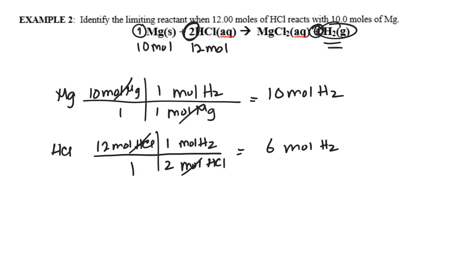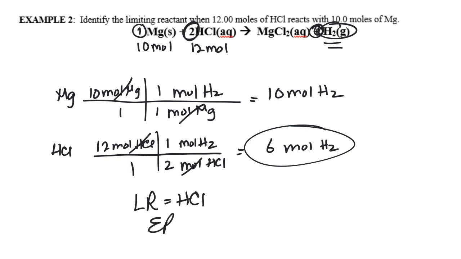And now you ask yourself the really hard question: what's the smaller number, 6 or 10? Obviously, 6 is the smaller number. So my limiting reactant is HCl, and my excess reactant is magnesium.